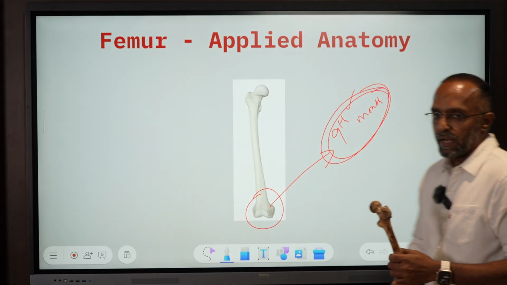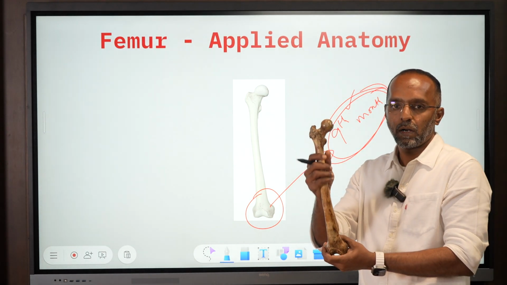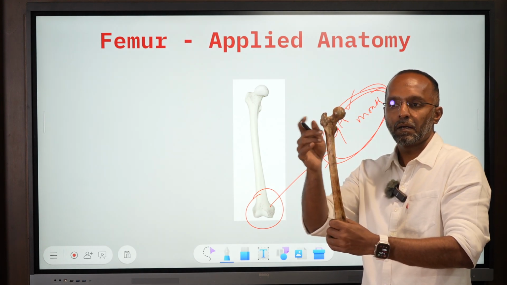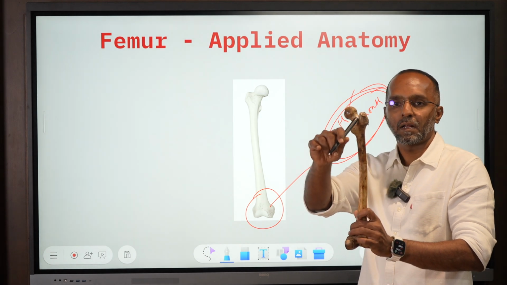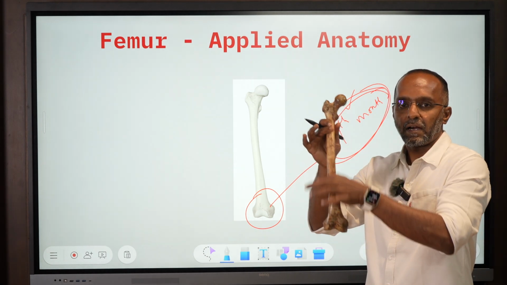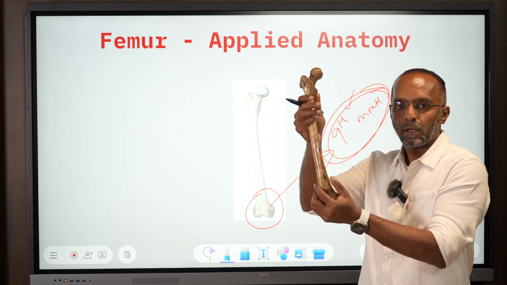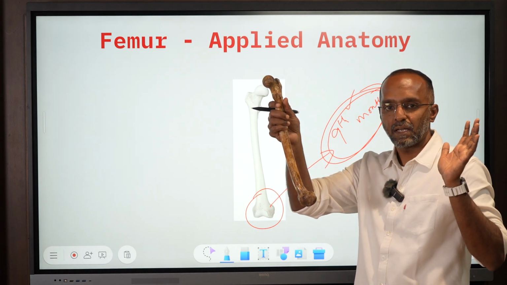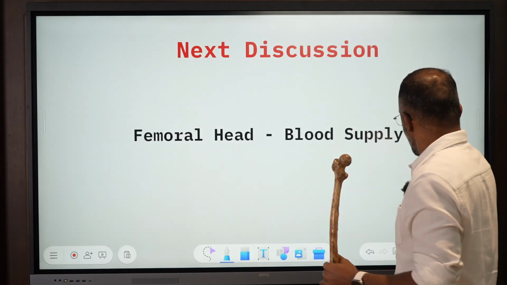Okay. Now as a recap: upper end, shaft, lower end; head of the femur, greater trochanter, lesser trochanter, connected by intertrochanteric line in the front and intertrochanteric crest in the back; shaft with the bowing anteriorly; and lower end with the intercondylar fossa and prominent condyles facing posteriorly. This is about the bony anatomy of femur.